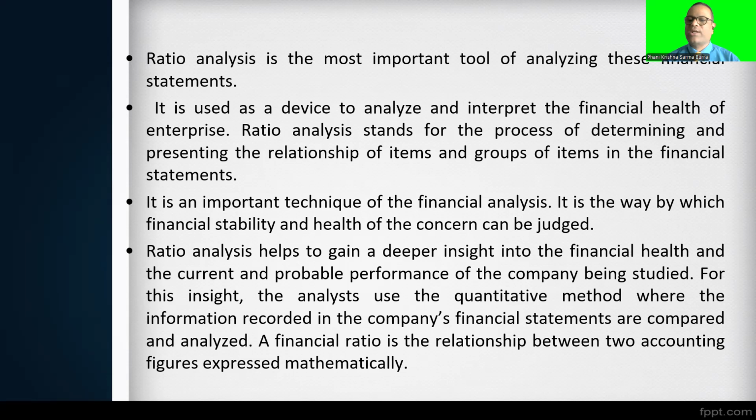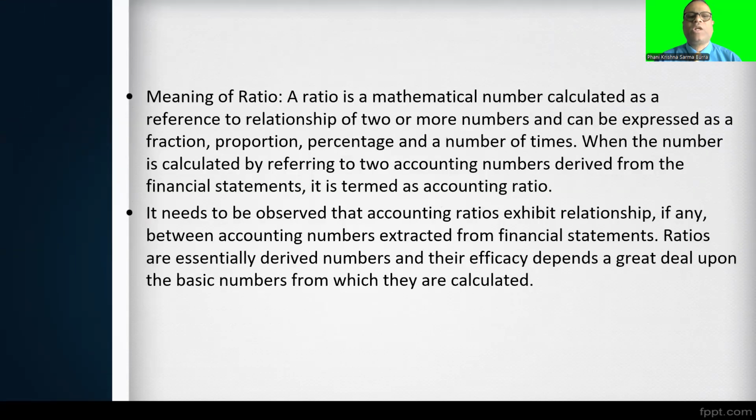A financial ratio is the relationship between two accounting figures expressed mathematically. Meaning of a ratio: a ratio is a mathematical expression calculated in reference to the relationship of two or more numbers, and can be expressed as a fraction, proportion, percentage, or a number of times. When the number is calculated by referring to two accounting numbers derived from the financial statements, it is called an accounting ratio. So an accounting ratio establishes a relationship between two balance sheet items, or profit and loss account items, or between profit and loss account and balance sheet items. That is an accounting ratio.